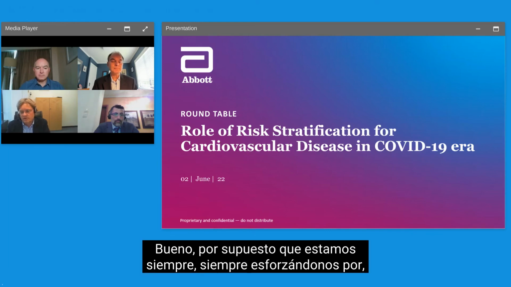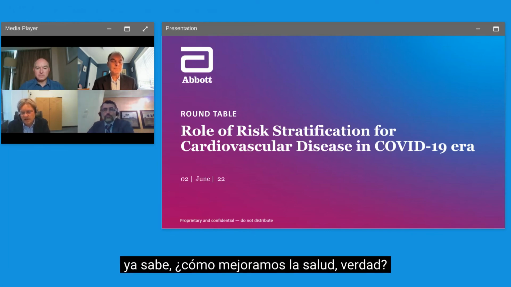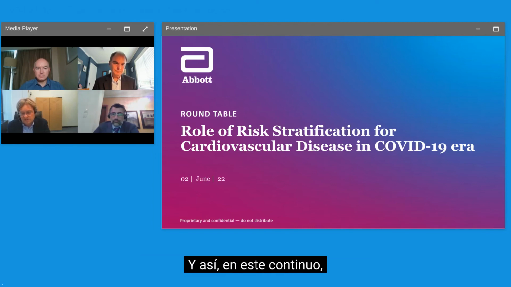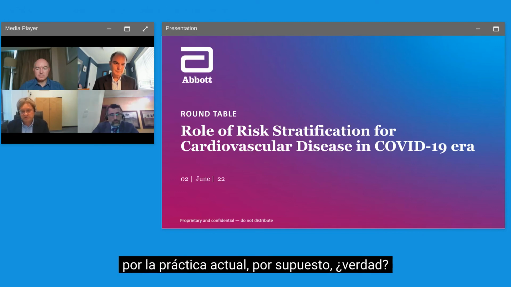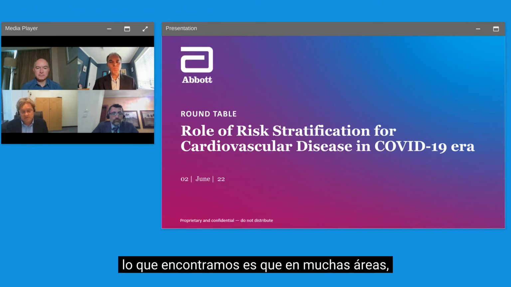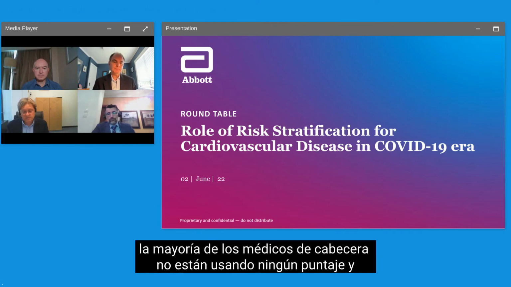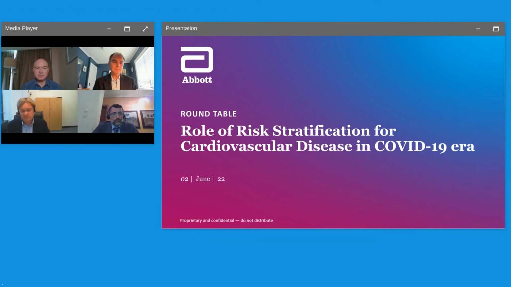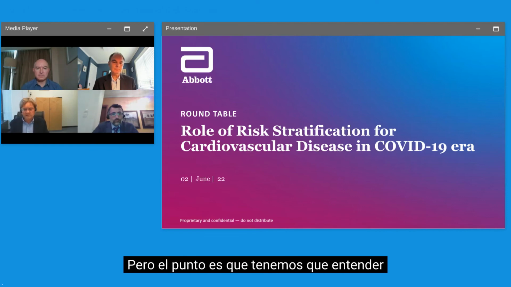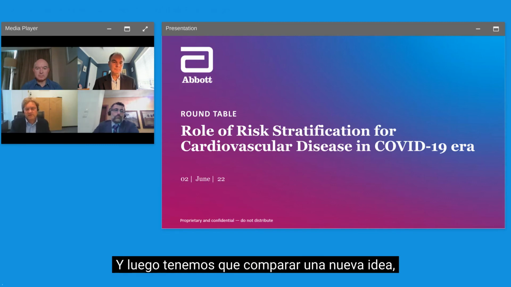Yeah. Well, we are always striving for how we improve health, right? This is a continuum, and evidence generation is a process, of course. In this continuum, we always have to understand what the baseline is. The baseline is set by the current practice. As I mentioned in my presentation, in many areas, despite the clinical recommendations, most GPs are not using any scores. There might be several reasons, and we had a discussion with some cardiologists on this. But the point is, we have to understand where we are, what the current status is, and then compare a new idea with the current practice.